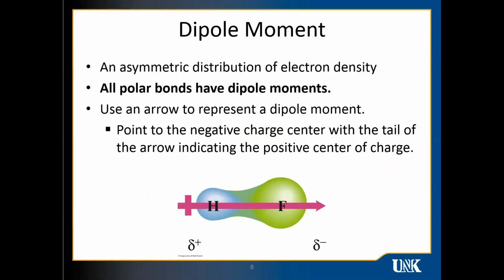And so electron density kind of acts like a vector. And so we can use a dipole moment arrow to represent this bond polarity. And we have a little crosshatch at the base of the arrow, and then the arrow points toward the more negative side of the bond. And so here with this HF bond, we could use a dipole arrow to represent that polarity with the arrow pointing toward the fluorine atom.